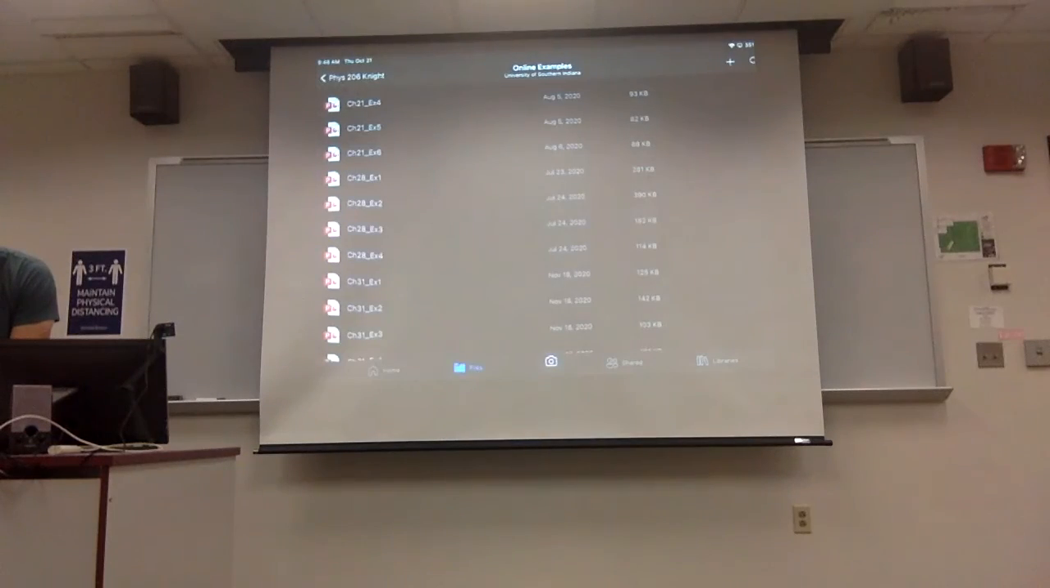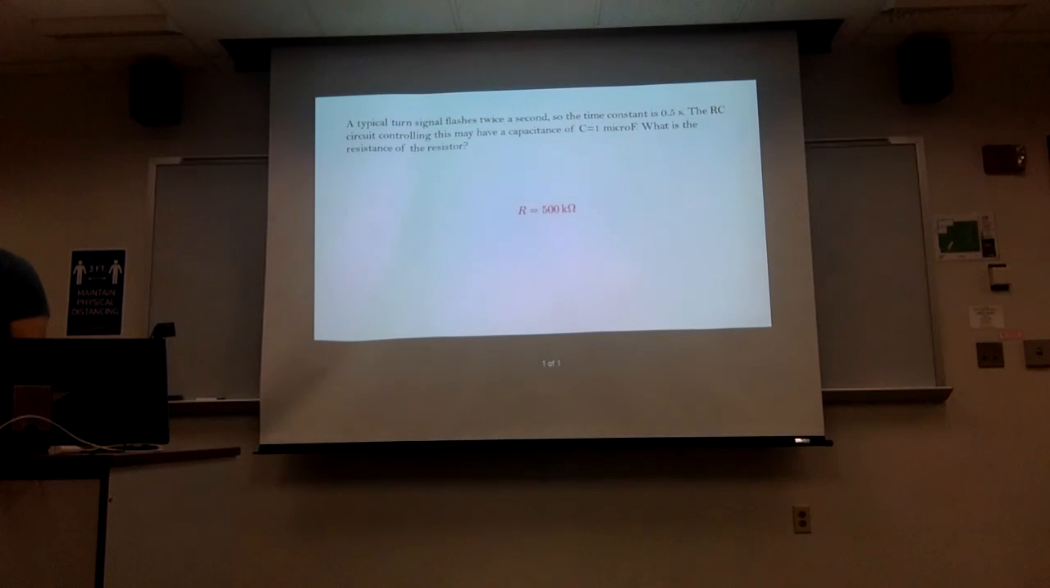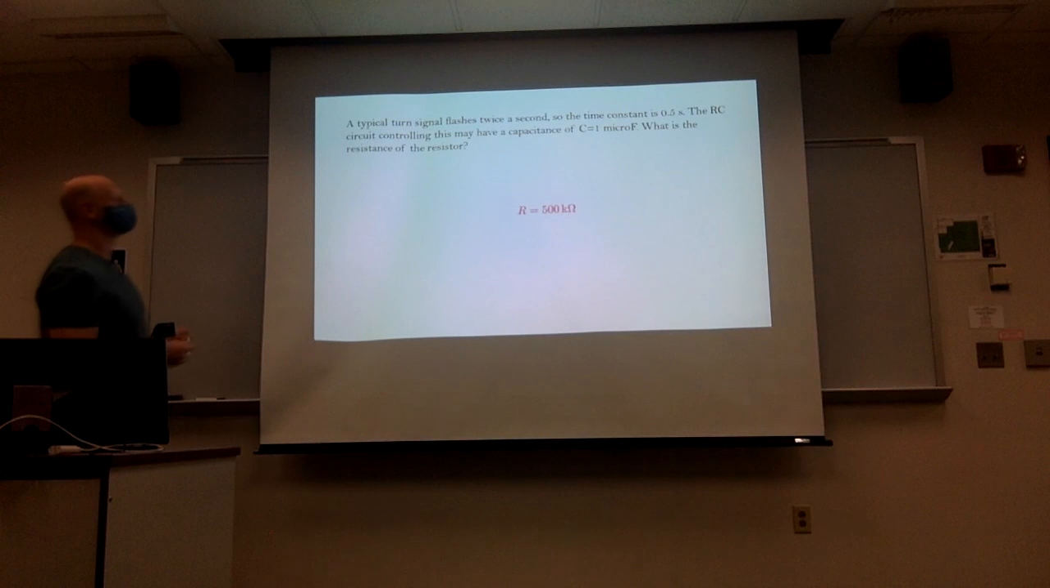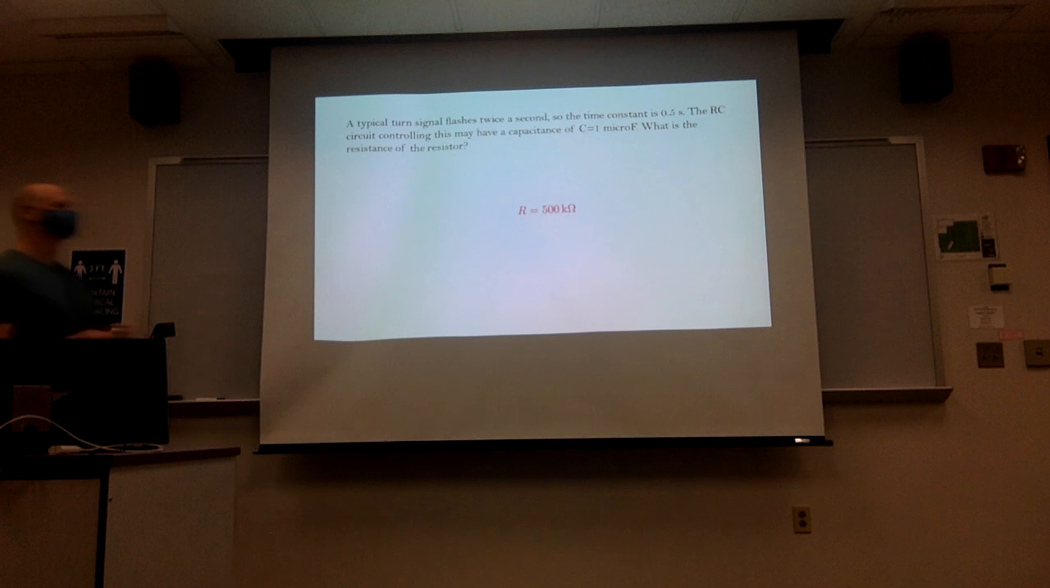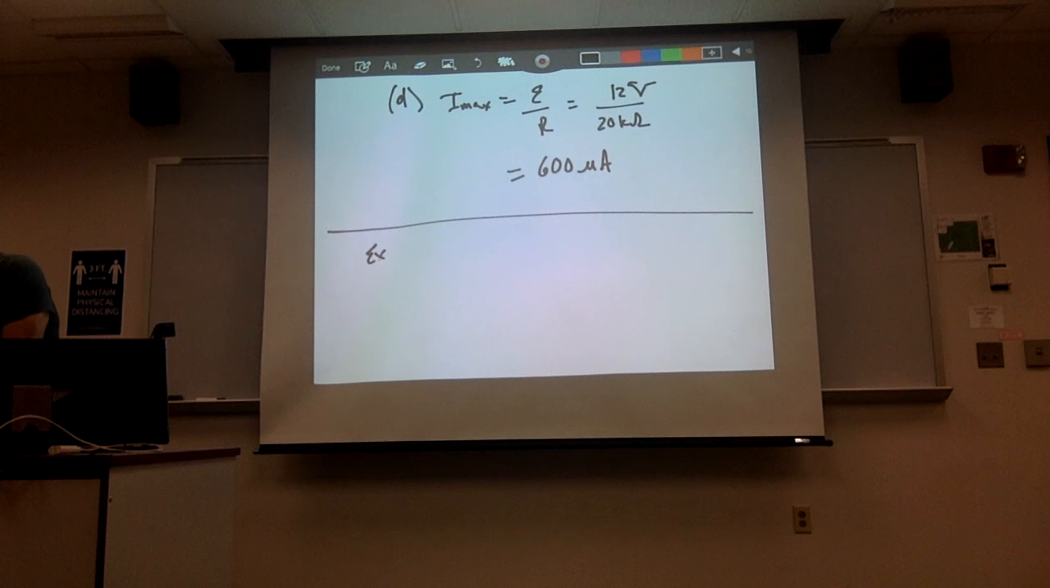I have another short one here. This is a really short one. A typical turn signal flashes twice a second, so that the time constant is 0.5 seconds. The RC circuit controlling this may have a capacitance of 1 microfarad. What then is the resistance of the resistor? So this is about as straightforward as possible. We know our time constant is simply R times C, which means we know tau, we know C. That means our resistance is just going to be the time constant divided by the capacitance.